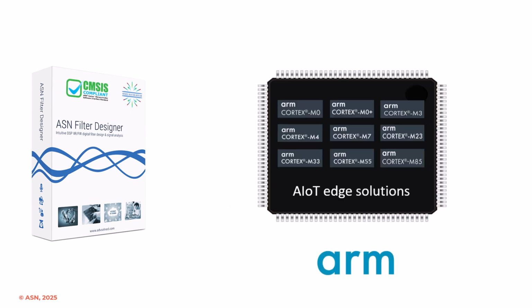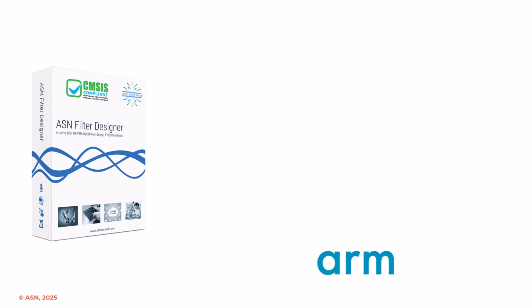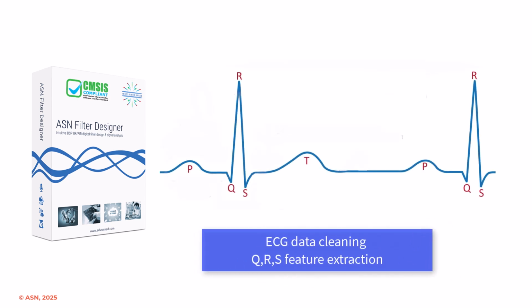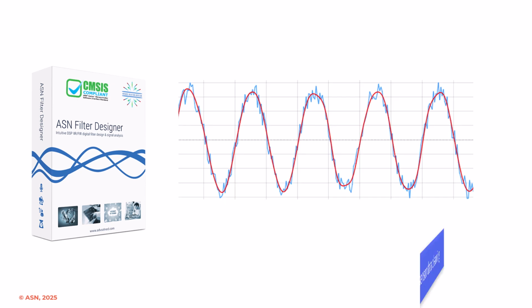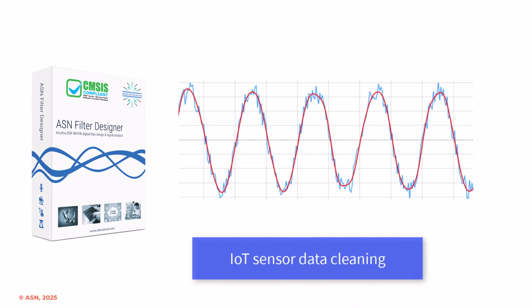ASN Filter Designer provides Arm Cortex-M developers with an easy-to-use, powerful signal processing platform for developing real-time dataset cleaning algorithms and feature extraction algorithms for their AI IoT applications. Typical examples include building applications that clean and extract Q, R, and S features from ECG biomedical data for machine learning algorithms in telemedicine applications, cleaning IoT sensor data such as data from accelerometers, gas and temperature sensors for Industry 4.0 applications, as well as enhancing other time series data.